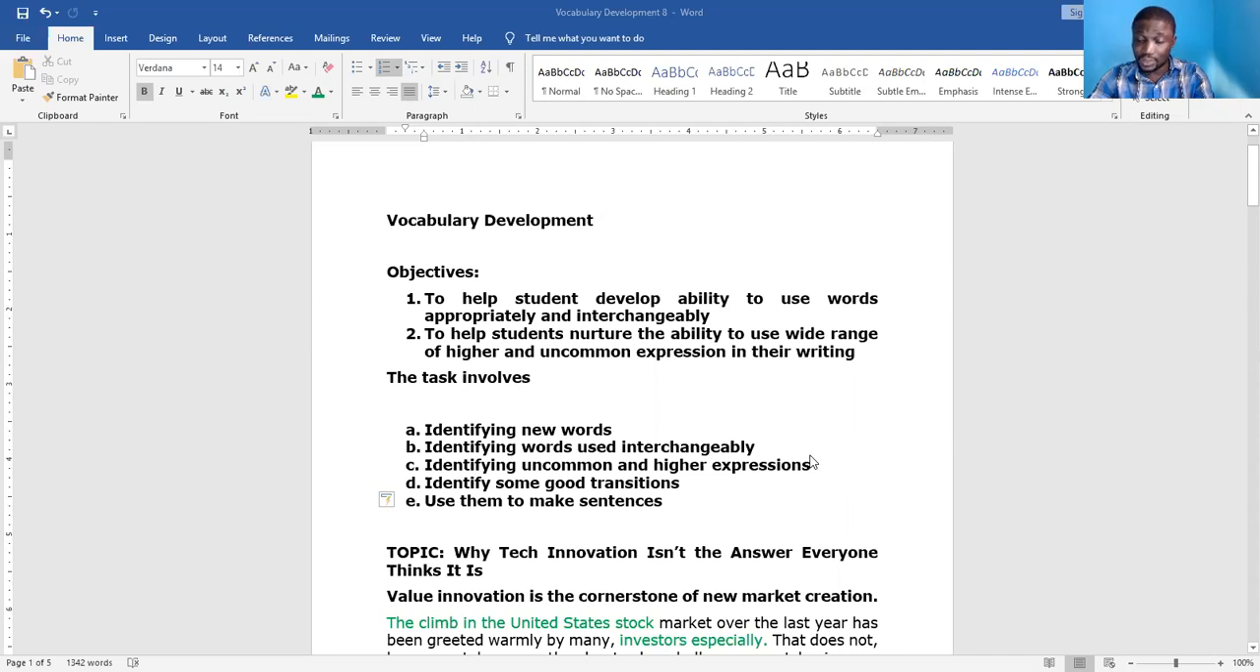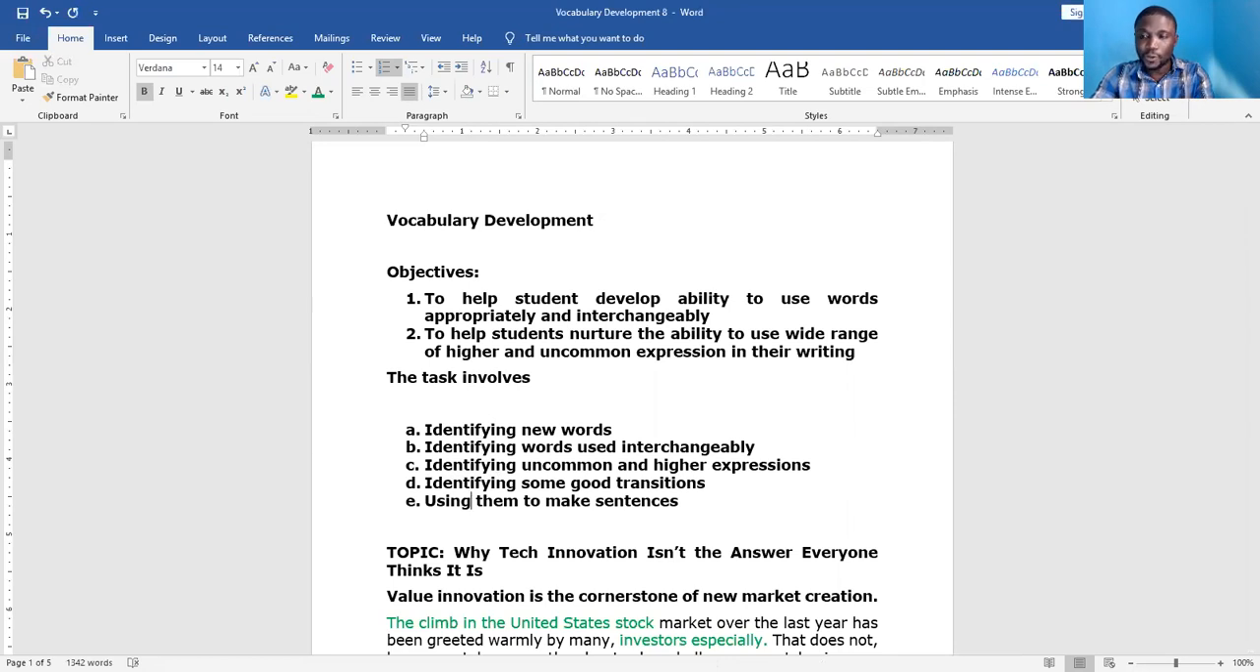And we will be dealing with that in this particular lesson. Now the task involves identifying new words, then identifying words used interchangeably, then identifying uncommon and higher expressions, then identifying some good transition. Let me write this one. Good transition, using them. So I need to change this one right in your presence so that you can see the verb agreement, using them to make sentences.